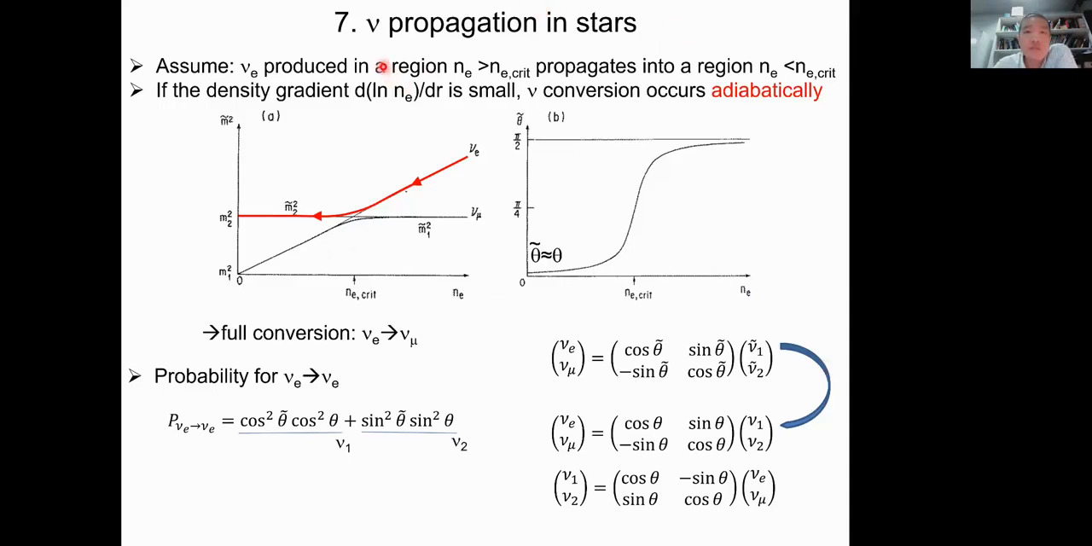Okay, so let's see how neutrinos propagate in stars. Let's assume that nu e is produced in a region of high electron number density, and it propagates into a region of low electron number density. If the density gradient is small inside the star, then neutrino conversion occurs adiabatically. In that case, the neutrino state evolves following this branch. Then full conversion from electron type neutrino to mu type neutrino can occur.